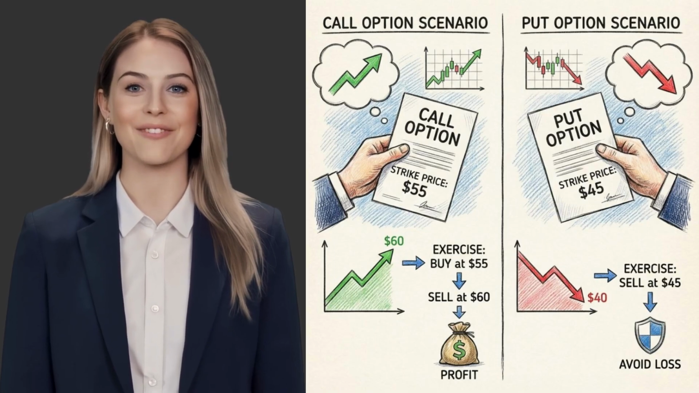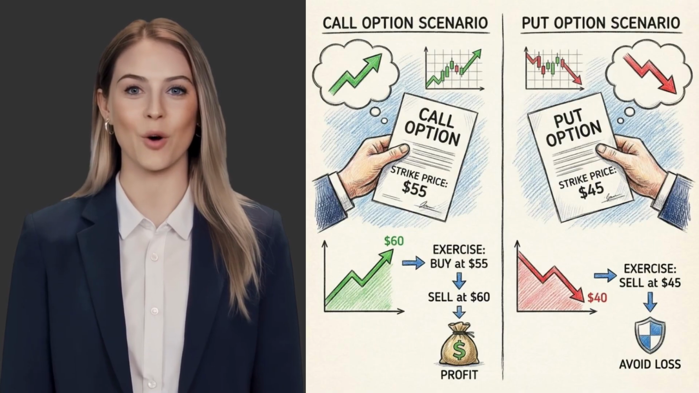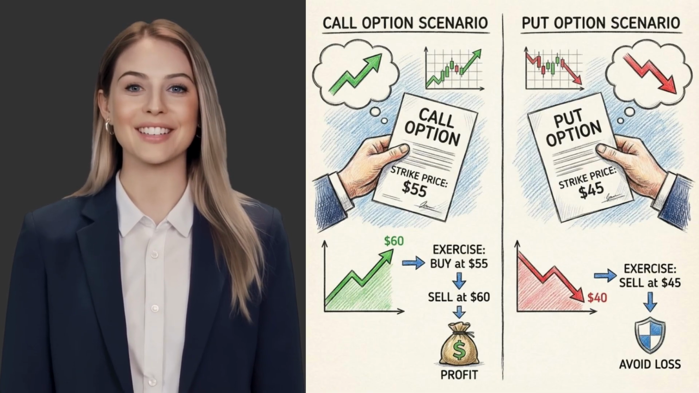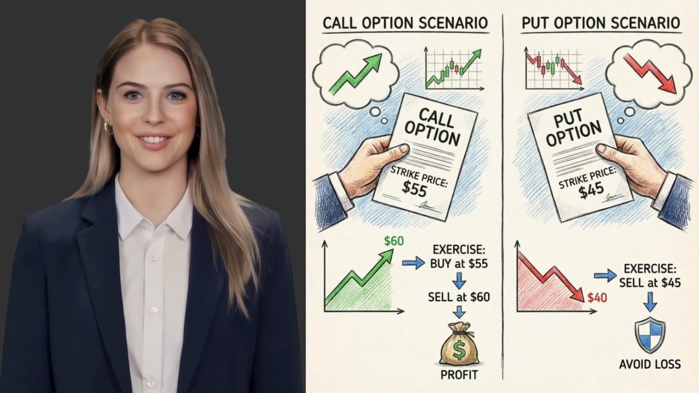On the other hand, if you believe the price will go down, you might buy a put option with a strike price of $45. If the market price drops to $40, you can still sell your asset for $45, avoiding a loss you would have otherwise incurred.